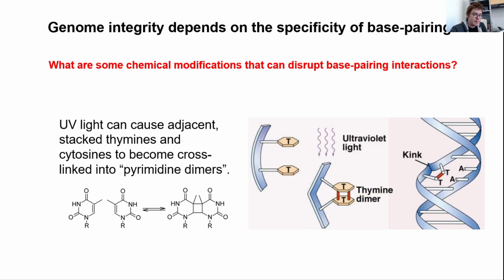Okay, the last type of chemical modification that we have to discuss is a little bit more complicated because it doesn't occur to a single base, but it occurs to adjacent bases in the genome. And so if you have adjacent thymines or cytosines, so if you have adjacent pyrimidines in your genome, then in the presence of UV light, those pyrimidines can become cross-linked together. There's some interesting photochemistry that we're not going to get into that can cause the two pyrimidines to become cross-linked into what is called a UV dimer, a pyrimidine dimer or a UV dimer.